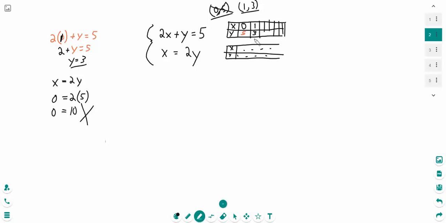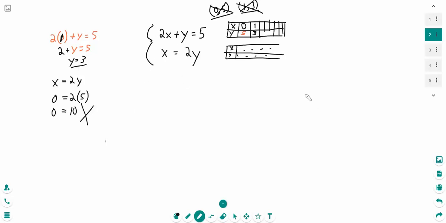Now I could try 1, 3. I could plug 1 and 3 into here, and that's going to give me 1 is equal to 2 times 3, which is 6. So 1 does not equal 6. 1, 3 is not a solution. And I could keep going down my manufactured list here until I finally, hopefully, find some solution up here that is also a solution for the second equation. Now, I could be doing that for a very, very long time. But that is the goal for these systems of equations.